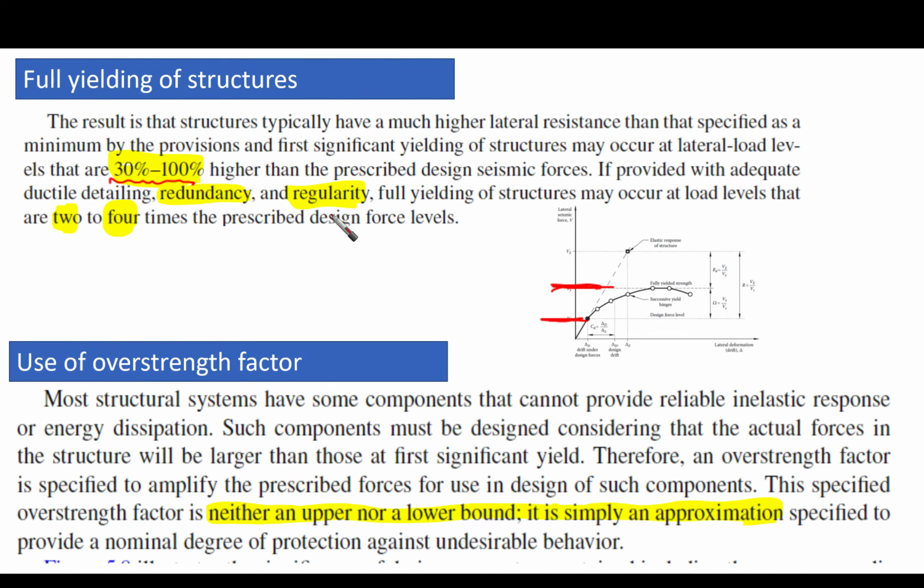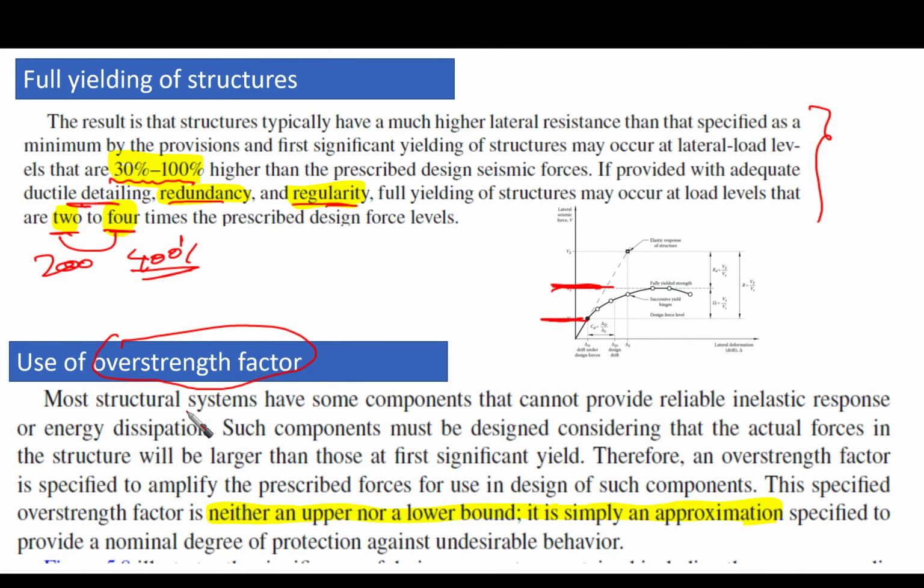If provided with adequate ductile detailing, redundancy, and regularity, full yielding of structure may occur at load levels that are 2 or 4 times. Can you imagine? 2 means 200%, or 400% higher, if you are making good detailing, redundancy, and regularity. So this means that our structures are already overstrength. Okay, now let's go to the next one, which is what is the use of overstrength factor.